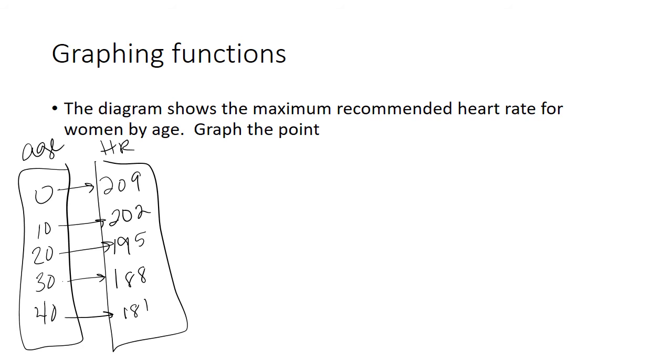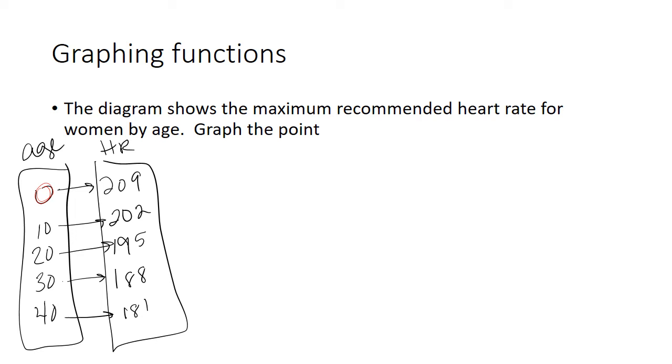For example, let's say we were given this domain and range. This is the maximum recommended heart rate for women by age. There's a formula where they get this from, but for an infant, their maximum heart rate is probably going to be about 209. At 10 years old, it would be 202 beats per minute. At 20, it's about 195. At 30, 188. And at 40, 181 beats per minute.